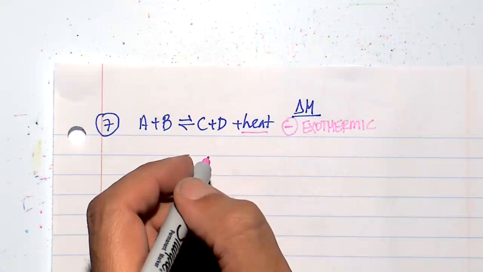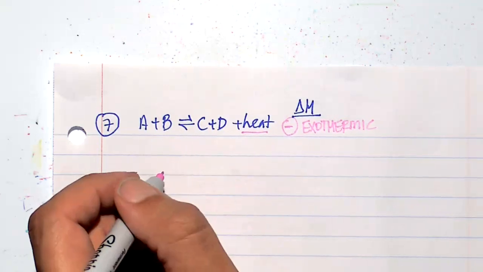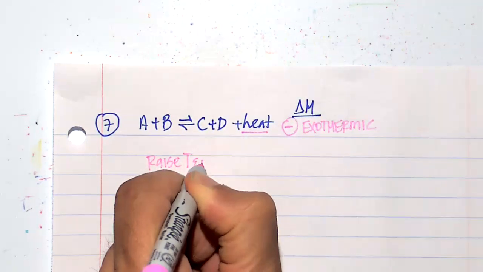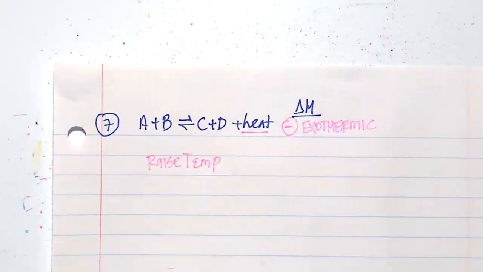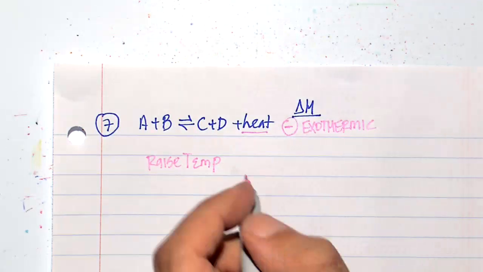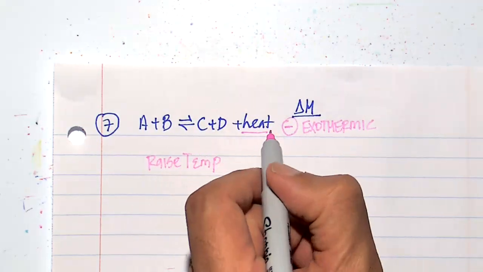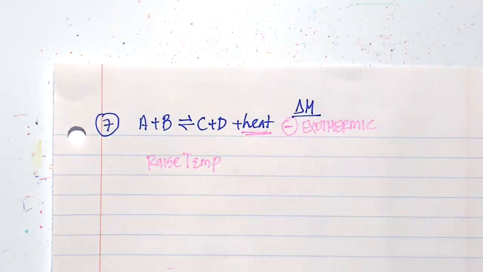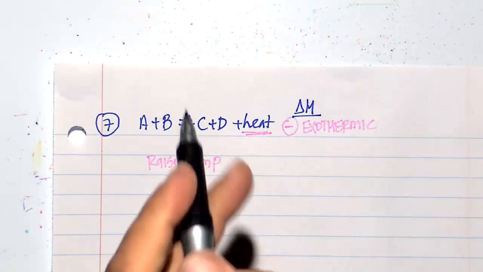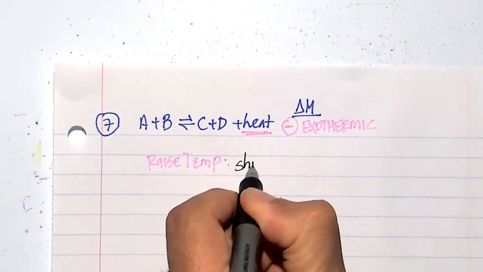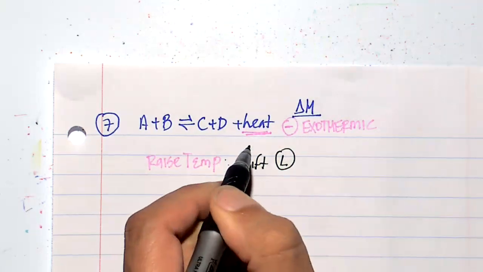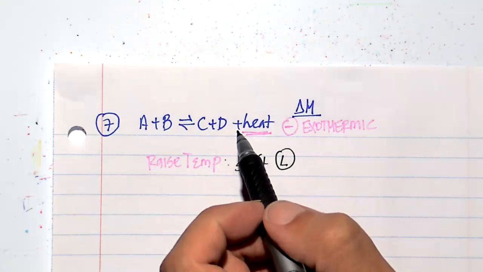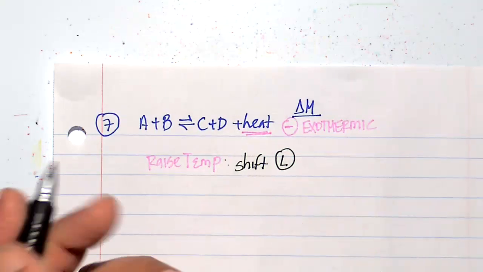So two things that we can do here. What happens if we raise the temperature of such a reaction? Where will the reaction shift? Raising the temperature means you're adding more heat. What will the reaction do to offset that? If we raise the temperature, it's going to shift left. You're adding heat by raising the temperature, the reaction will counterbalance that, do the opposite, and shift left.